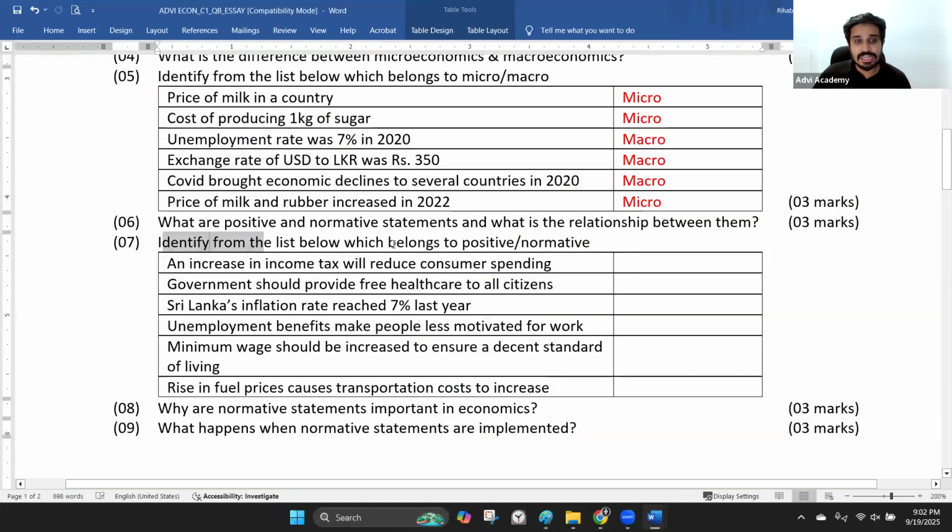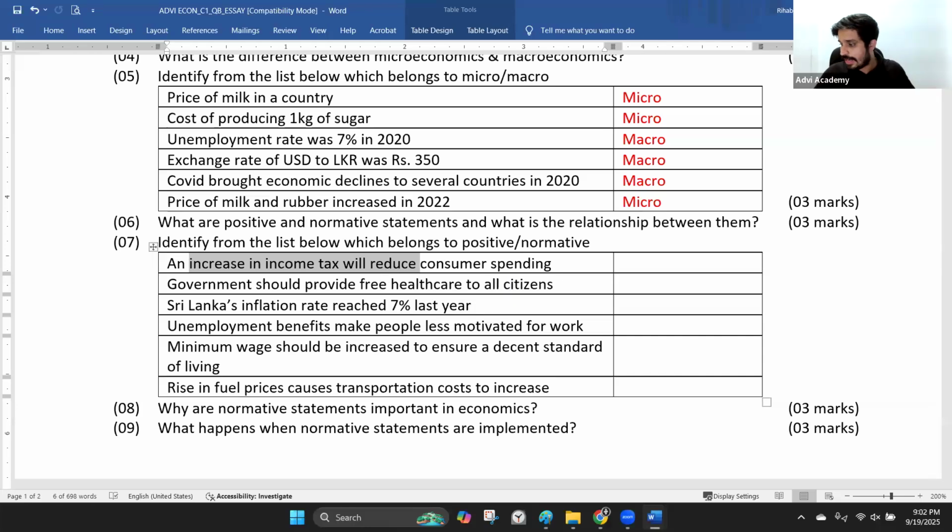And then if they ask, identify from the list below which belongs to positive and which belongs to normative. Tell me quickly what is positive and what is normative. If we say an increase in income tax will reduce consumer spending, what does that mean? Whenever government taxes us more, we won't have enough money to spend. True or not? That's not an opinion. No must, no should and all that is there. It's a fact. If the government taxes us, they're taking our money. We won't have enough money to spend. That's a fact, obviously. So this is positive: increase in income tax will reduce consumer spending.